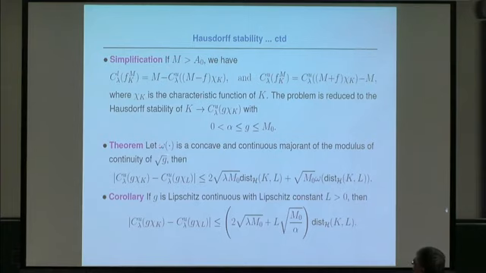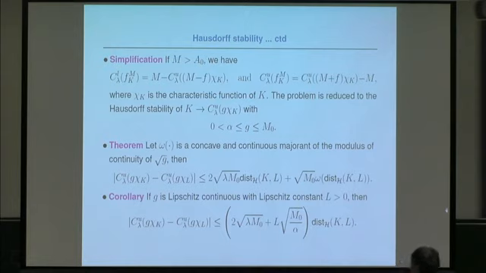Suppose omega is a continuous majorant of the modulus of continuity of the square root of g. This is for simplicity. Then we have such an estimate. The upper transform is bounded by Hausdorff distance with some constant in front. And here is the modulus of continuity of the square root of g, but applied to the distance, Hausdorff distance.